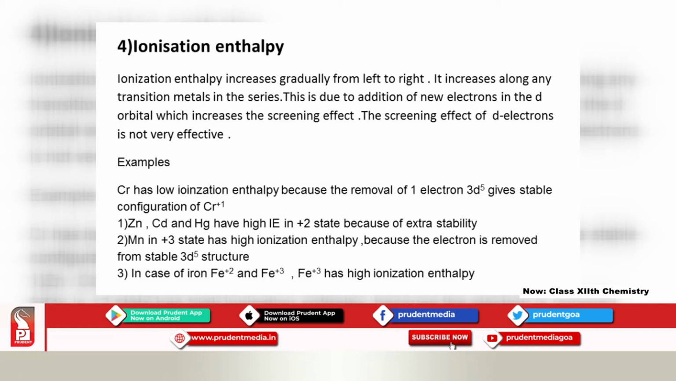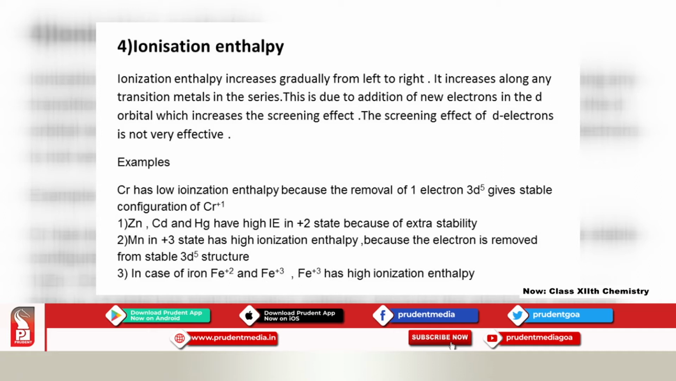The screening effect of d electrons is not very effective. Let us see some examples. See the example of chromium. Chromium shows low ionization enthalpy because of the removal of one electron. If you remove one electron, it becomes Cr+, with a 3d5 configuration, which gives a stable configuration. I told you, d is very stable in the d5 and d10 states. Chromium shows low ionization enthalpy because it gets a stable electronic configuration, so Cr+ has a low ionization enthalpy.